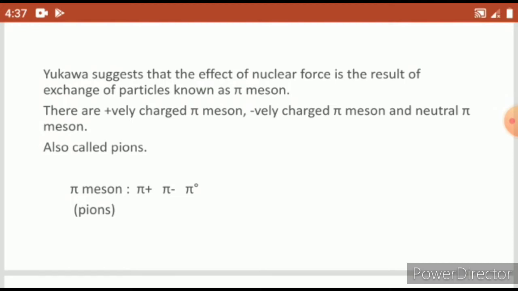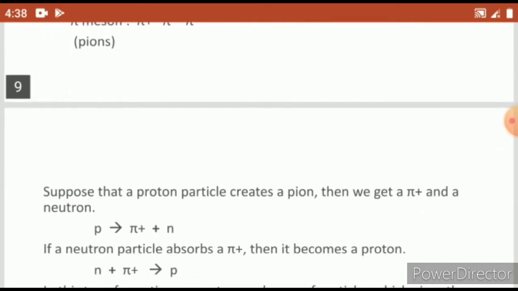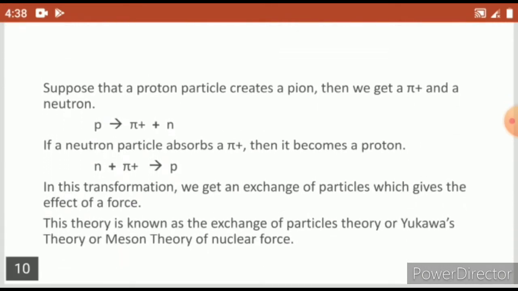So, these pi mesons and pions are continuously exchanged between neutrons and protons to create the effect of the nuclear force. Now, if we look at the nature of the transformation that takes place, let us suppose a proton particle creates a pion. Then we end up getting a pion plus and a neutron in its place. While, if a neutron particle absorbs a pion plus, then it becomes a proton.